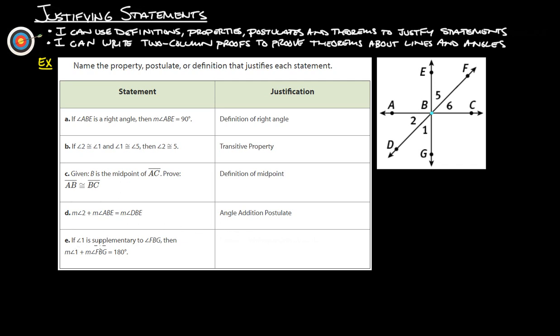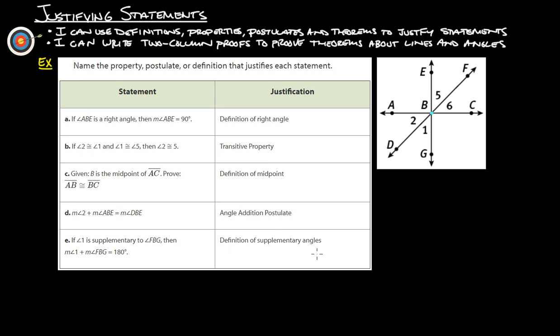Okay. E, if angle 1 is supplementary to FBG, so angle 1 is supplementary to, let's see, FBG. So they're saying this angle here and this whole big angle here is supplementary, meaning it adds up to 180, right? Then the measure of angle 1 plus the measure of angle FBG equals 180 degrees. And that's from earlier in our unit, which was our definition of supplementary angles, right? So it's just something that we had defined and we're able to use as a definition in here.